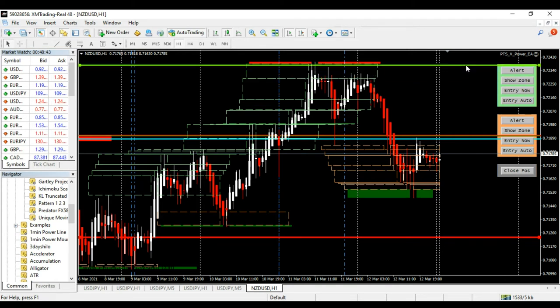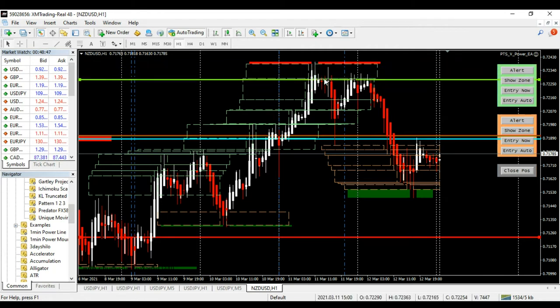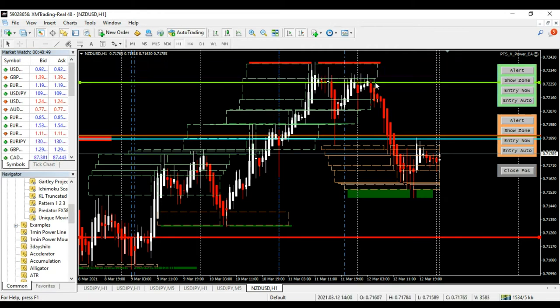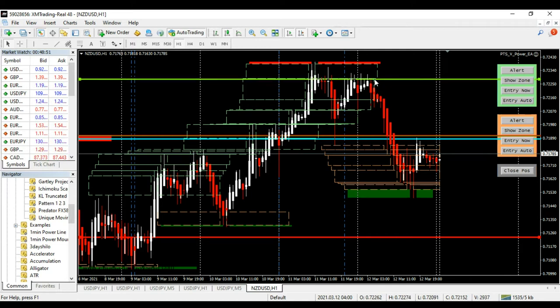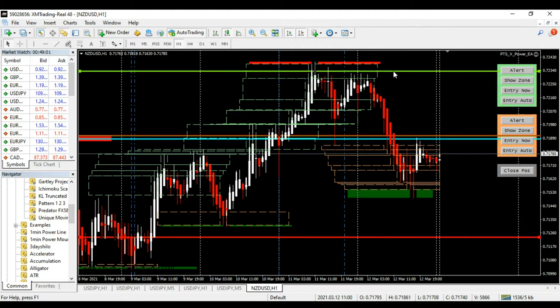So if I say yeah, this is the pullback, where the pullback ever got started right here, but I know the market is gonna come back and break this zone. So I pull my take profit right in here, man. Let's say 0.72340, NZD USD. See the way I'm analyzing the market for you.